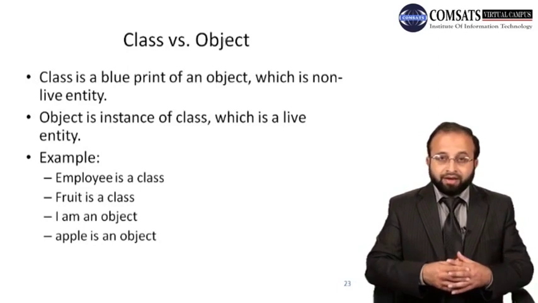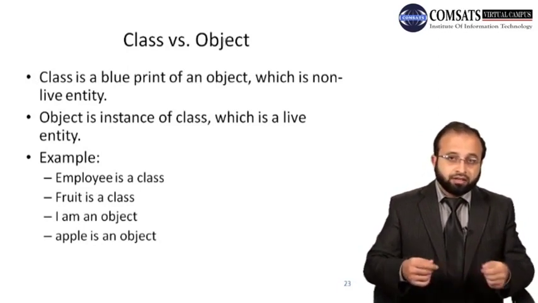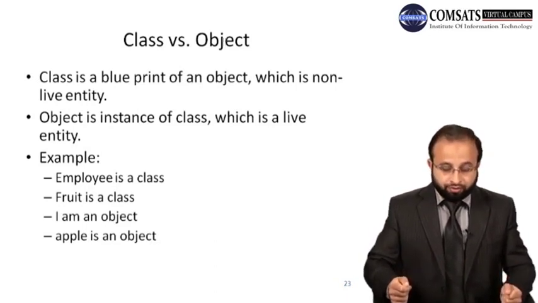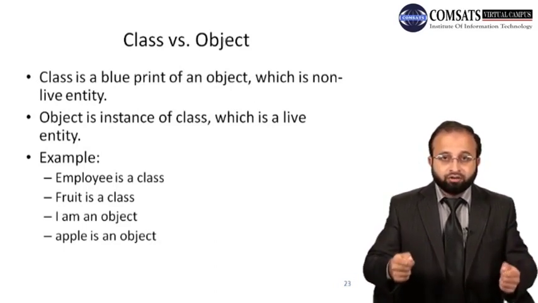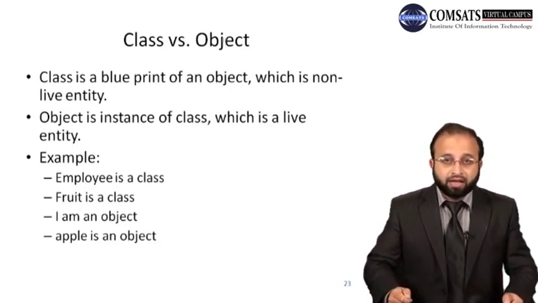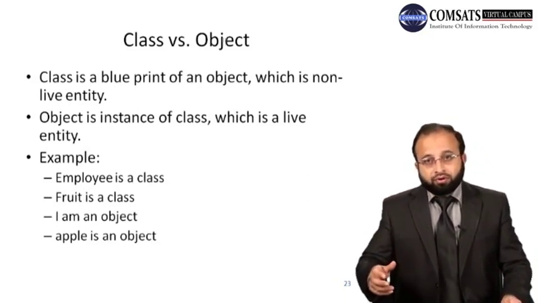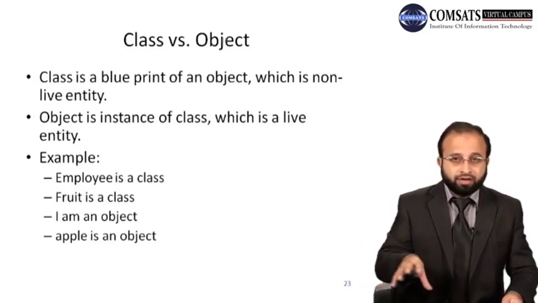So regarding the living and non-living entity, let me repeat that concept once again. A class is basically the engineering drawing of the object, right? This means that a class, that engineering drawing, is basically on paper or on the computer, and has no existence. In an object-oriented programming language, when you define a class, we will see how we can define a class.